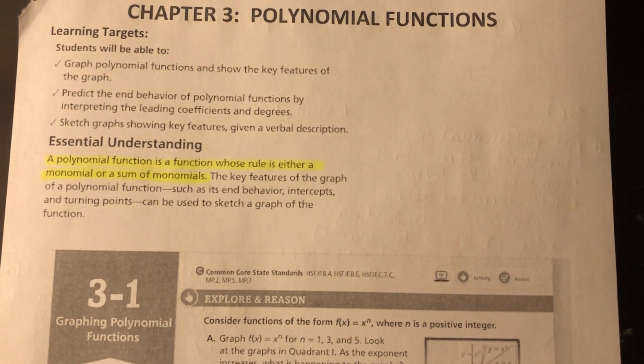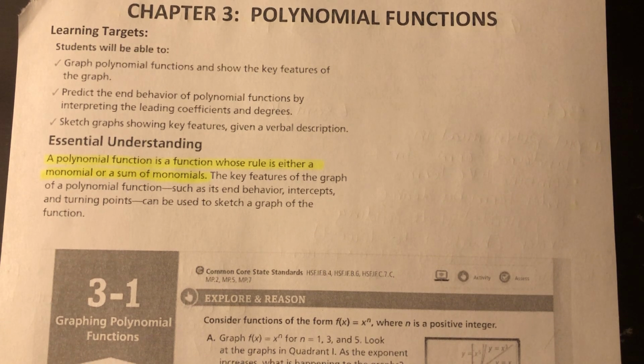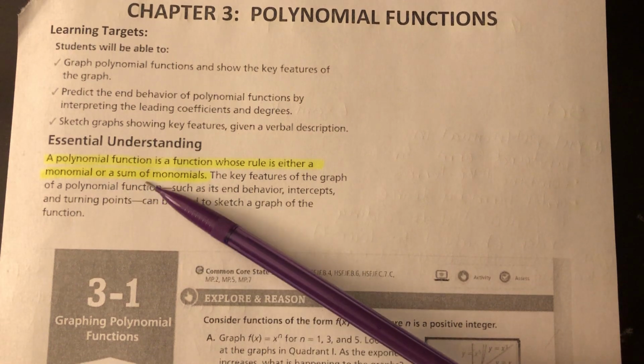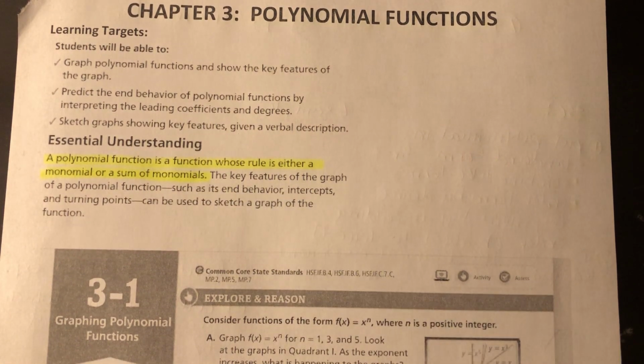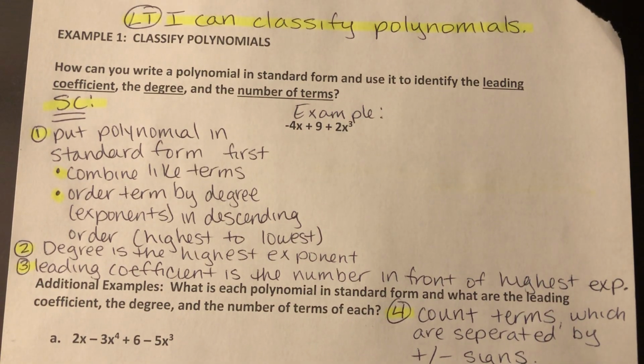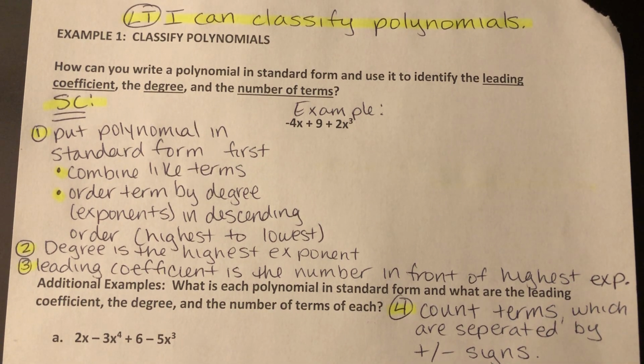All right, Algebra 2 students, we are starting Chapter 3. This chapter is over polynomial functions. Basically, what a polynomial function is, it's either a monomial or a sum of monomials. All right, so that's the definition, and let's go ahead and turn to page 2 here in your note packet, brand new note packet. And our first learning target is I can classify polynomials.